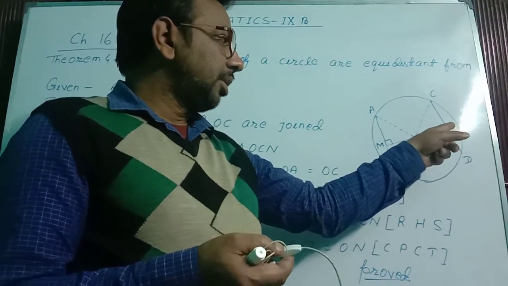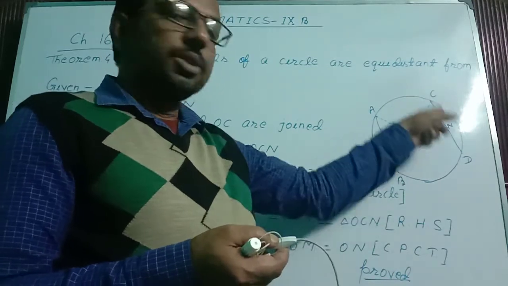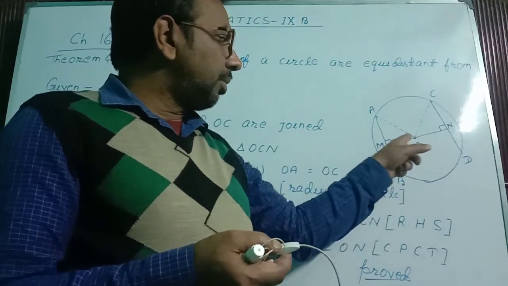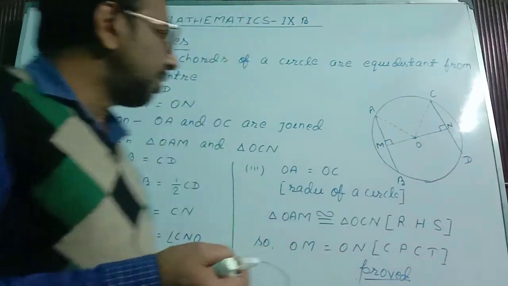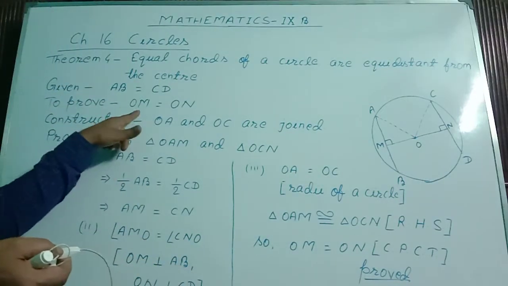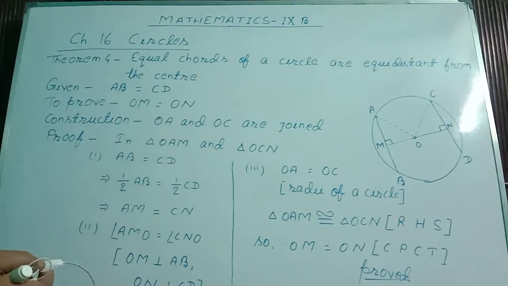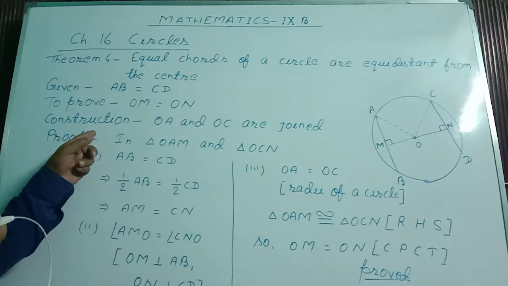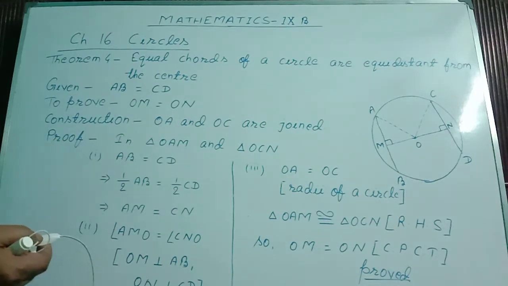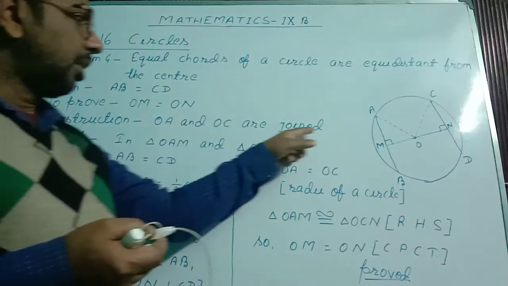It means if AB equal to CD, then OM equal to ON. This is what is asked to prove: to prove OM equal to ON. For that I have done the construction. In the construction, OA and OC are joined.